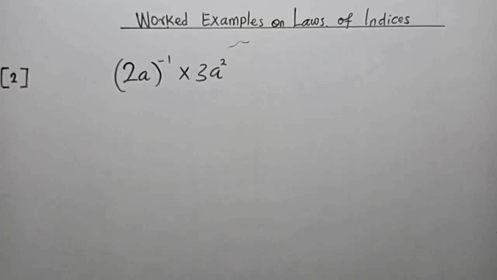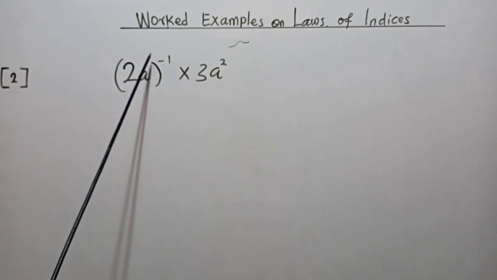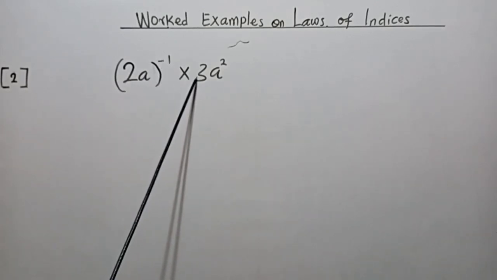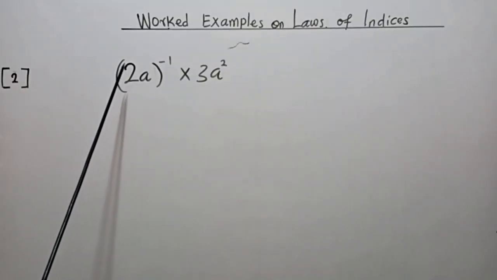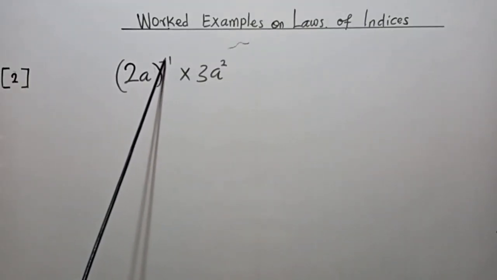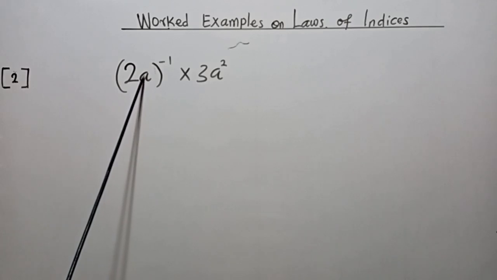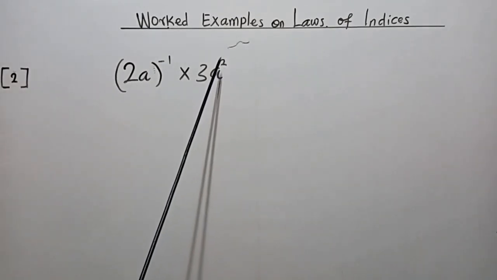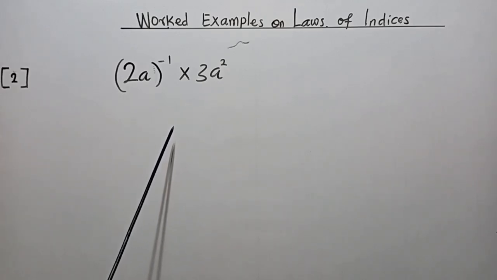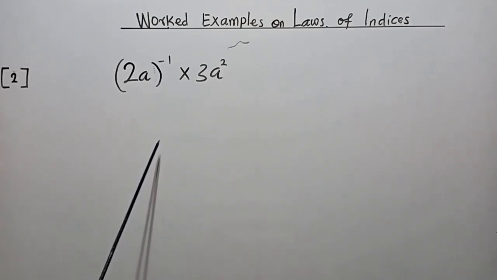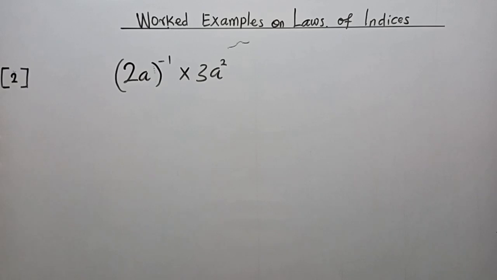What about this example? This is 2a all to the power minus 1 times 3a to the power 2. We have to realize at this point that this minus 1 governs both 2 and a, and this 2 governs only a. Now, what do we do? Which laws are needed for simplifying this?